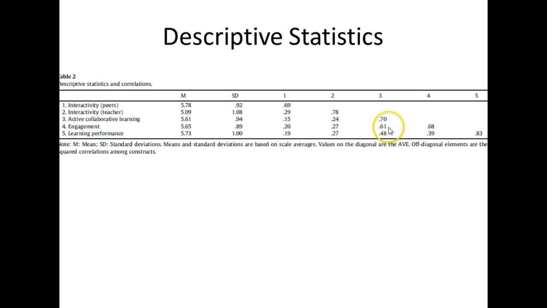We do have a 0.61, and that is between active collaborative learning and engagement. So that correlation or that R value relationship between the two is moderate to strong. And then all the rest are, like I said, moderate.